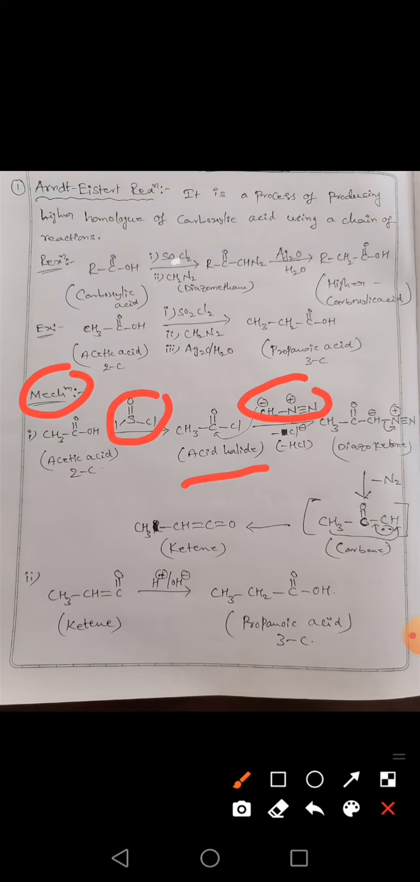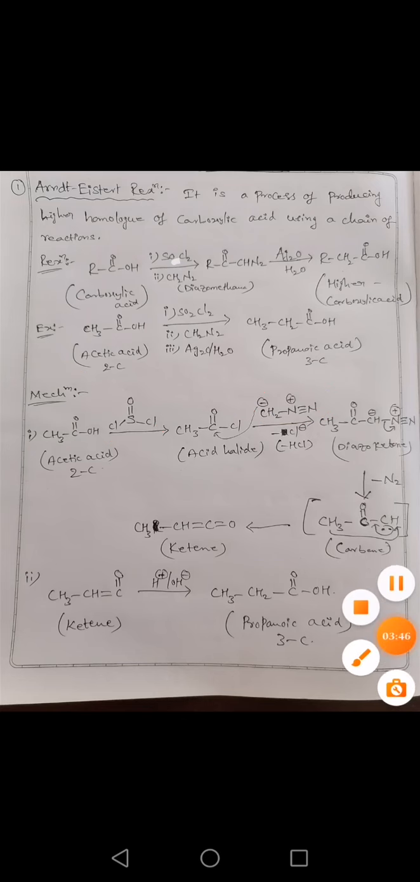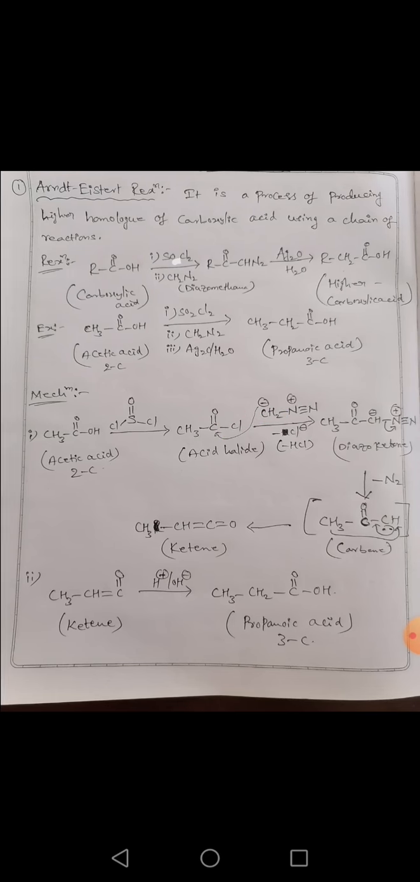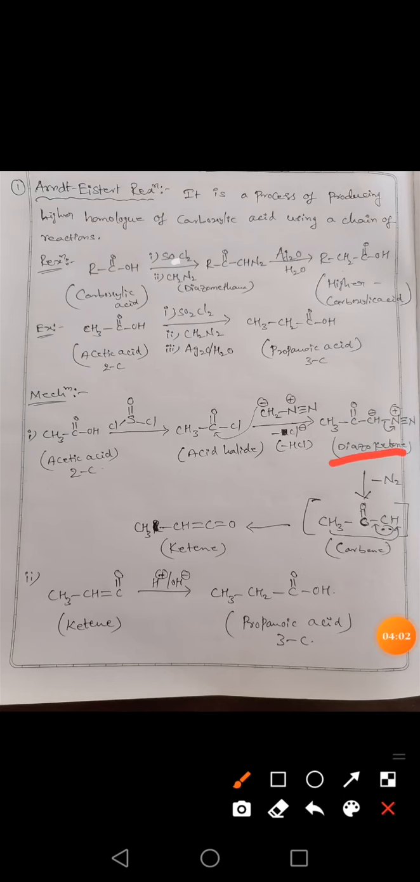This diazomethane reacts with the acid halide by removing 1 hydrogen from diazomethane and 1 chlorine from the acid halide, that is, removal of HCl, which releases the diazoketone. This is the diazoketone. Now this diazoketone undergoes rearrangement, removing nitrogen, and it converts into a carbene. This carbene is a less stable one, so I kept it in brackets.